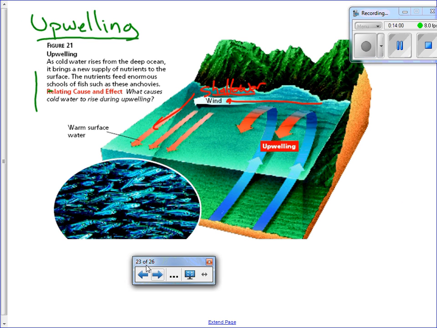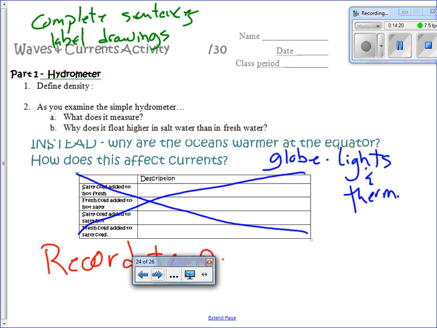But again, we have a number of different things that end up affecting life on Earth. You have things called upwelling, where the water is constantly being stirred. And as it's stirred, nutrients come up from the bottom and feed the fish. And the currents are constantly moving living things. And that's the lab we're going to do tomorrow.